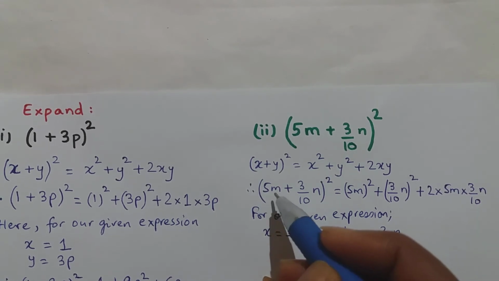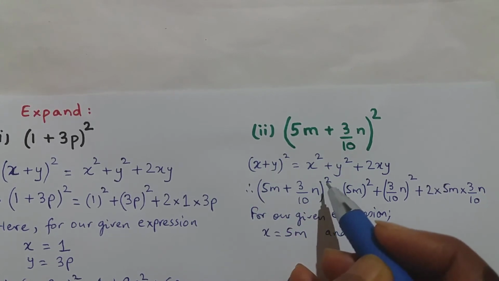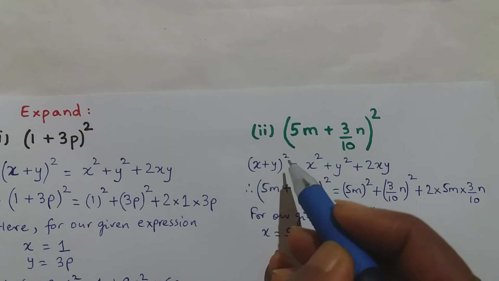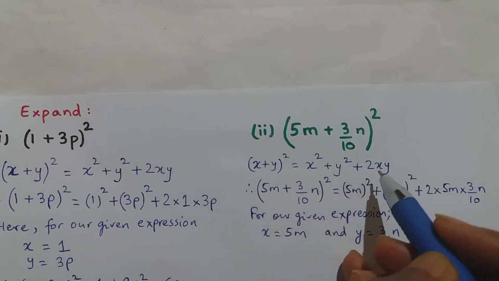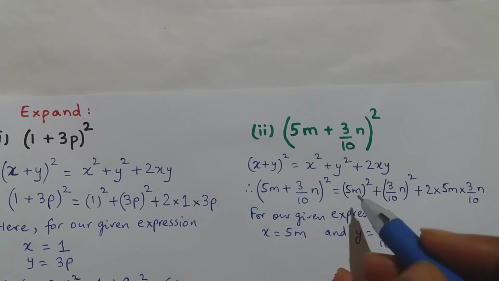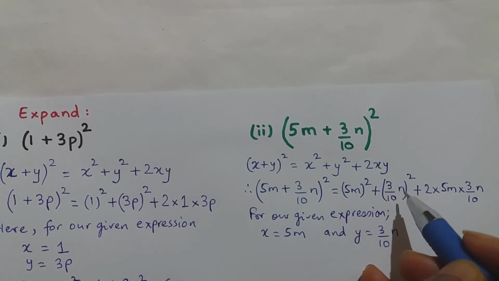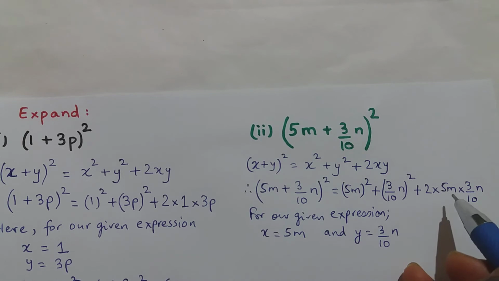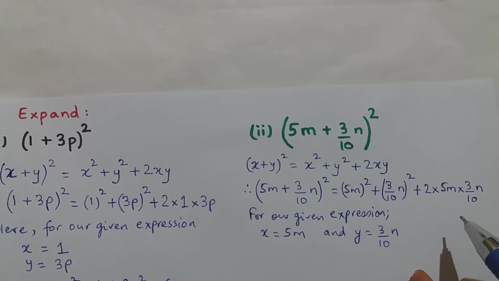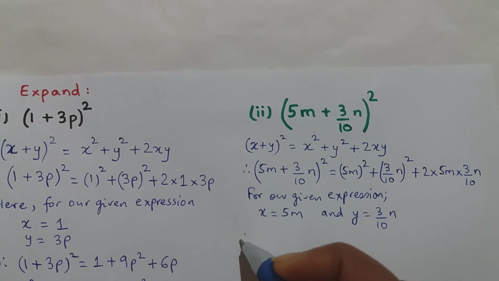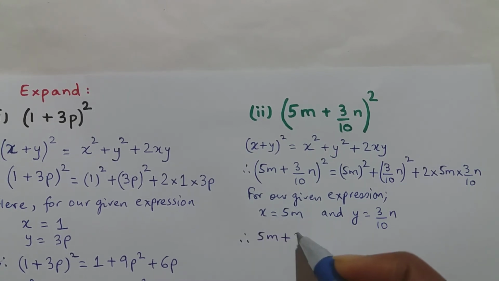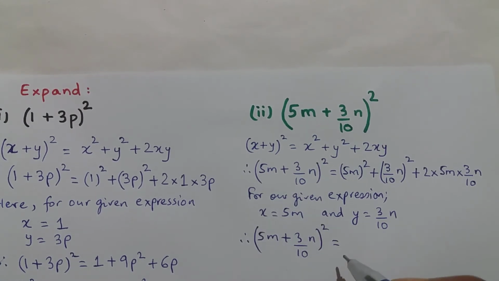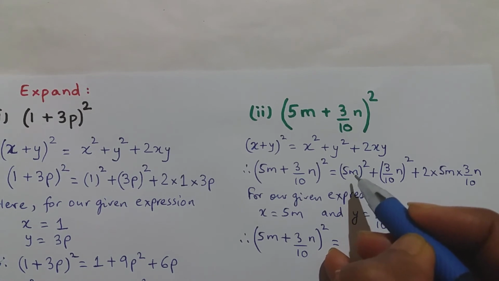So when I expand (5m plus 3 by 10 n) whole square using the algebraic identity (x plus y) whole square equals x square plus y square plus 2xy, I get (5m) whole square plus (3 by 10 n) whole square plus 2 into 5m into 3 by 10 n. And now in order to find the final answer, we just have to simplify this. So I will write it over here. Therefore (5m plus 3 by 10 n) whole square is equal to, now (5m) whole square.